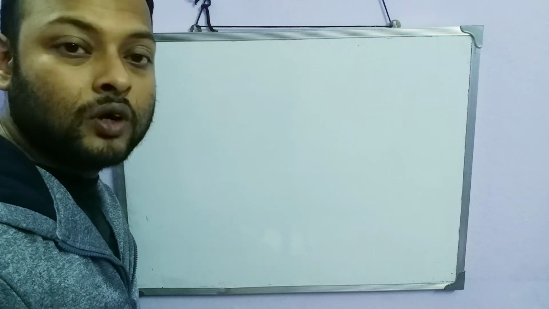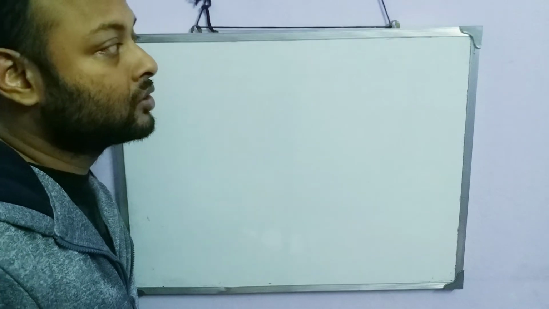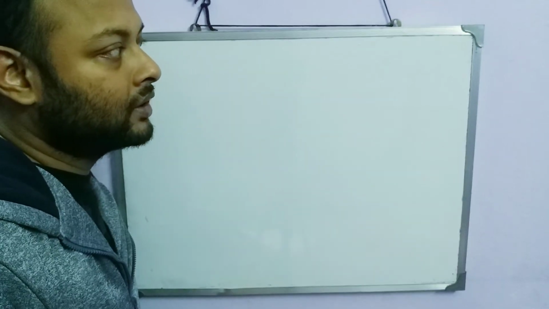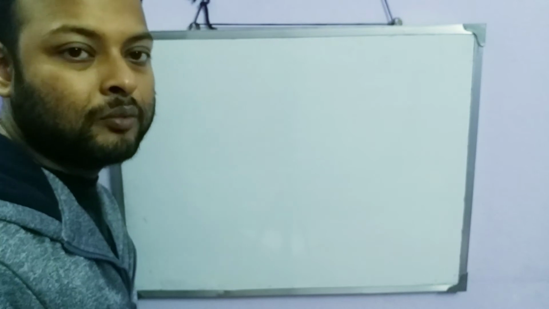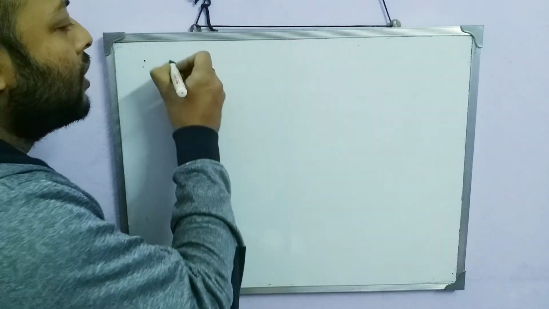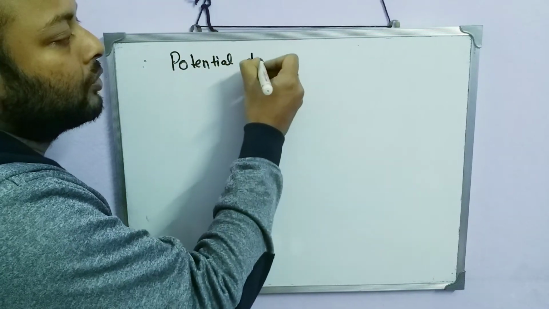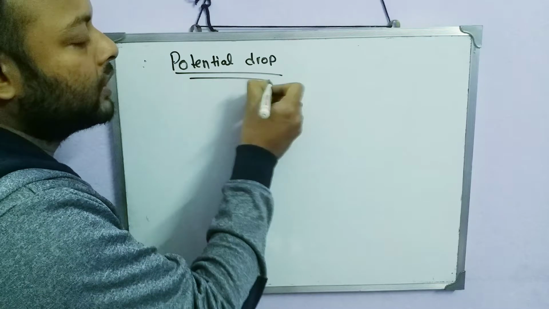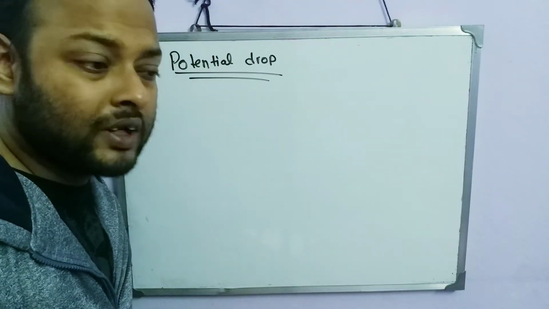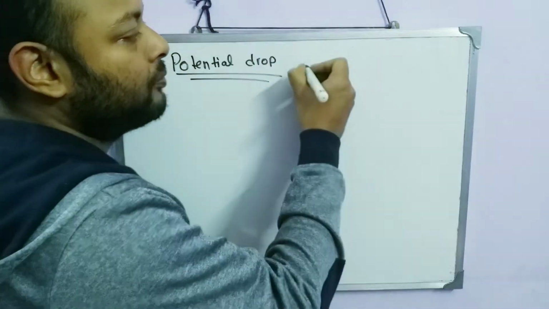So this is video number 11, or lecture number 11, on this chapter, current electricity. Today's topic is to understand terminal voltage. But before understanding terminal voltage, you have to understand a few terms, like what is potential drop. Now, what is potential drop? I think you got the idea about what is potential. So, what is potential drop?